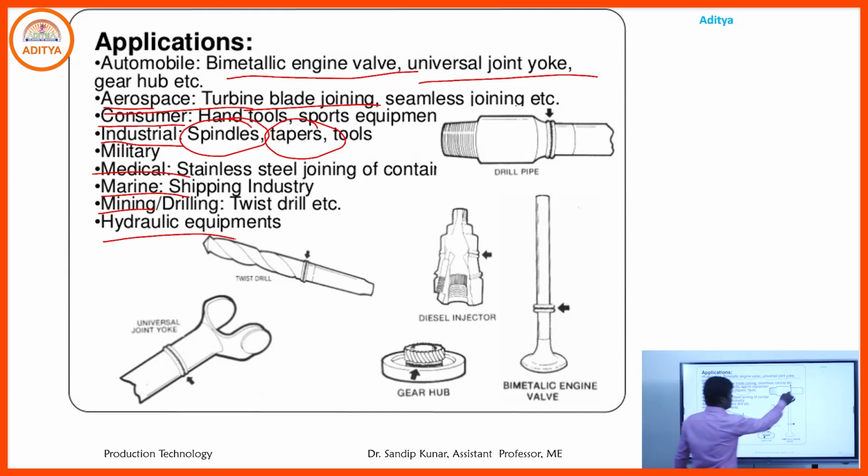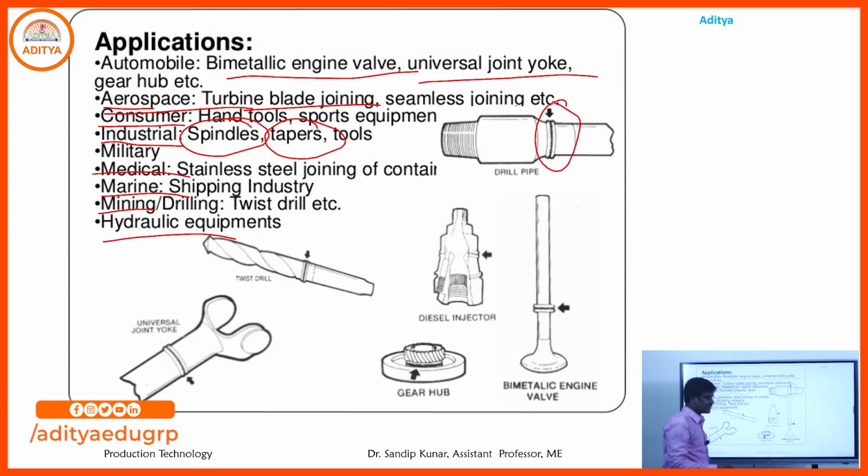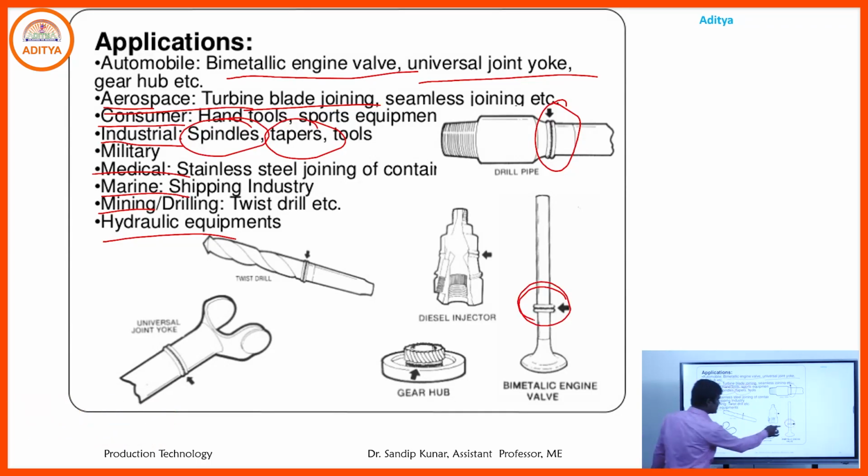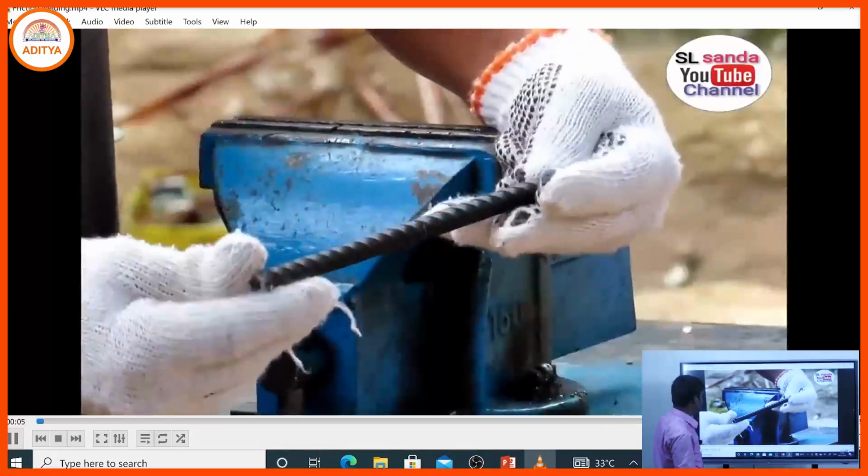That is the drill pipe, here we weld using that welding process. Another, the bimetallic engine valve is also welded using friction welding. Another, diesel injector, here we weld. And also gear hub, in that case we use friction welding to weld that particular zone. Another is twist drill, we weld that particular zone. And the universal joint yoke is also joined using the friction welding process.